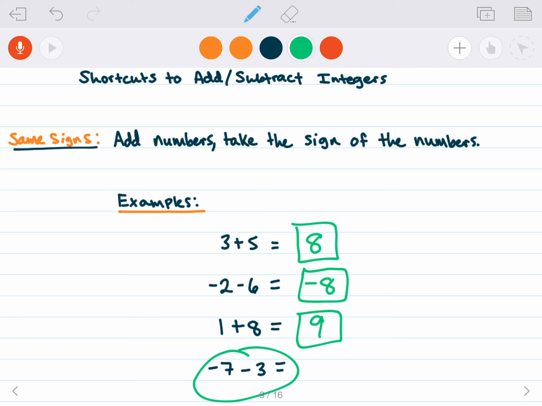Negative 7 minus 3, they're the same signs. Both 7 and 3 are negative, so we add them together. 7 and 3 make 10, and we take the sign, and the sign here is negative. So that's our first shortcut.